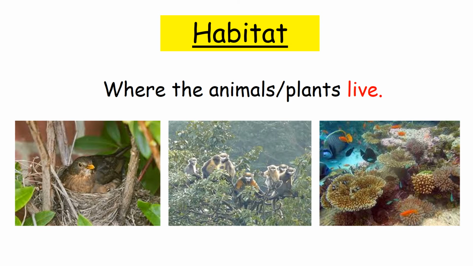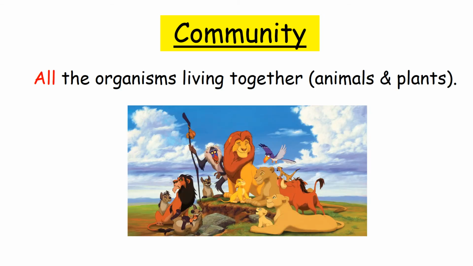Next one you've got is a habitat. The habitat is where those plants and animals live. So for example, the birds live in a nest, so the bird's habitat is their nest. The fish live in the ocean. And monkeys live in a tree, so their habitat is the tree. The community is all of those living organisms together, so all of the plants and the animals. So in that grassland ecosystem I described earlier, the community there are the cows and the buttercups and the daisies.